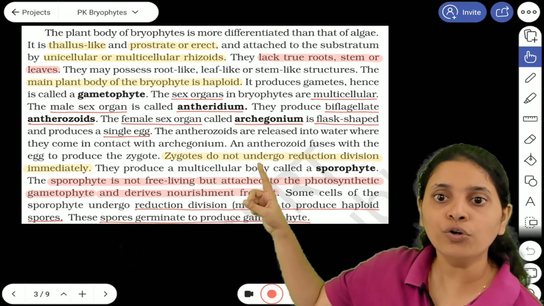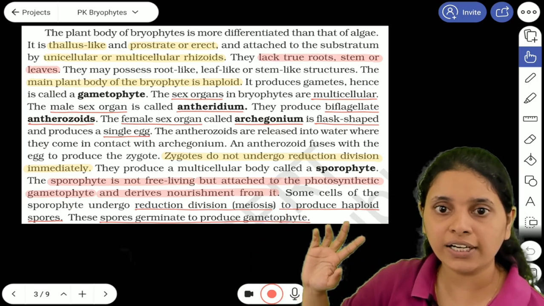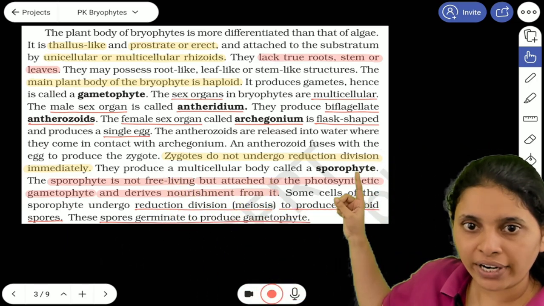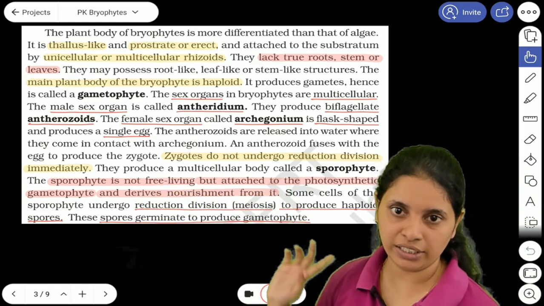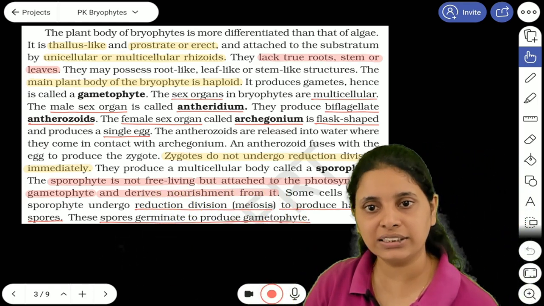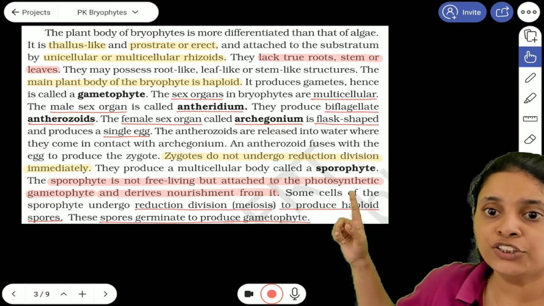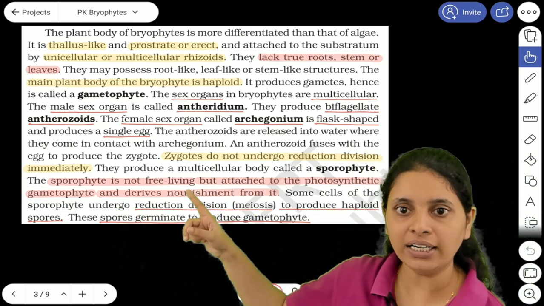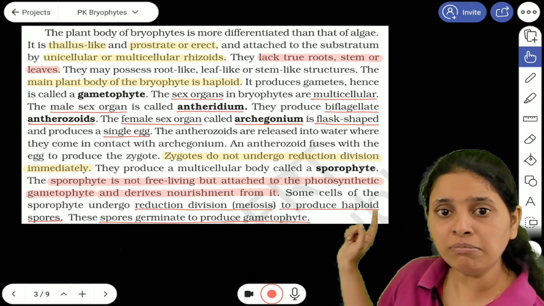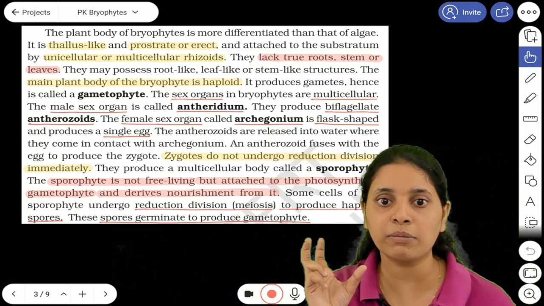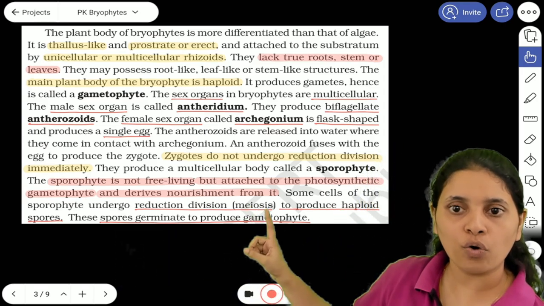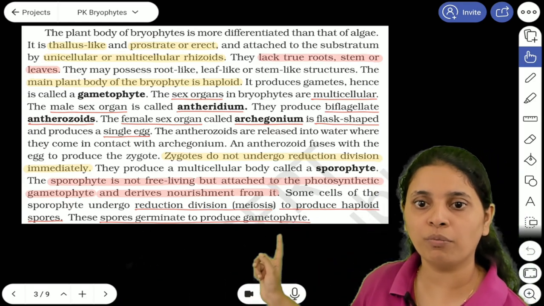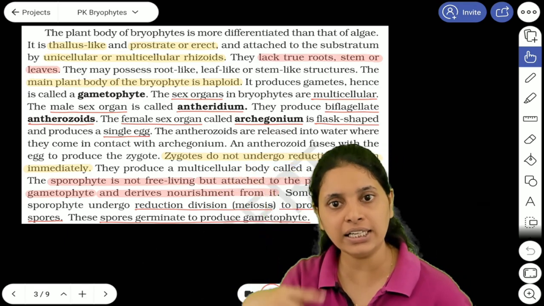सो जाइगोट में कोई मियोसिस इमीडिएटली नहीं होगा, मतलब रिडक्शनल डिवीजन नहीं होगा. So zygotes do not undergo reduction division immediately. These zygotes produce a multicellular body called sporophyte. It is not free living. See, it is not free living means it is dependent, right? So it is attached to the main plant body, which is the photosynthetic gametophyte, right, and derives nourishment from it. Some cells of the sporophyte, basically they are present in the capsule, will undergo meiosis to produce the haploid spores, and again the spores germinate to form the gametophyte. Thus the life cycle is completed.